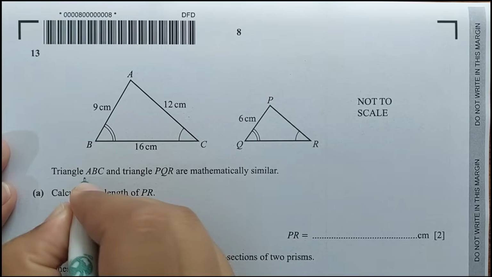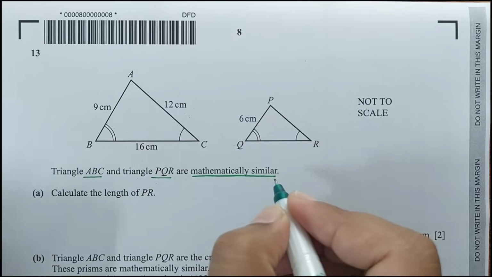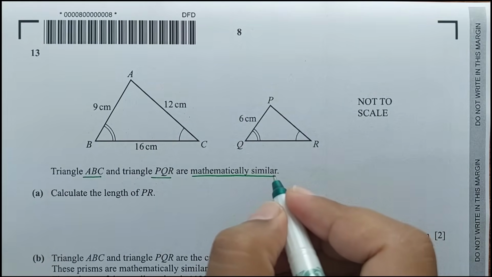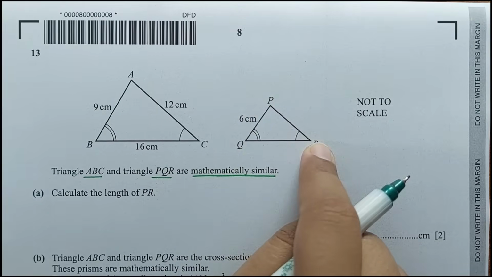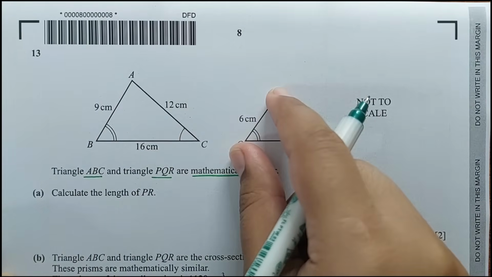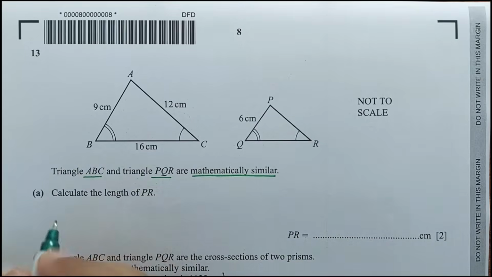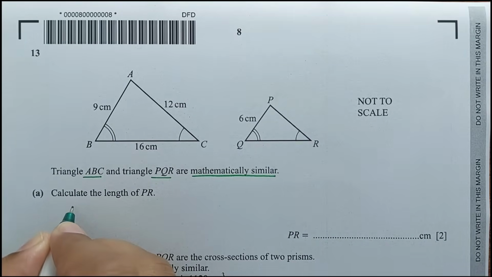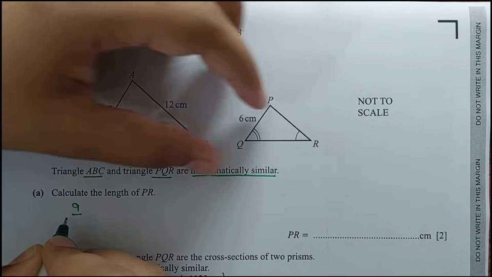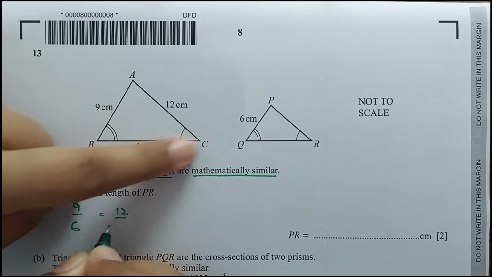Question number 13. Triangle ABC and triangle PQR are mathematically similar. Part A, calculate the length of PR. This is PR. When the triangles are mathematically similar, the ratios of their corresponding sides are equal. So the side AB and PQ, their ratio is equal to the ratio of side AC and PR. Right. So we can say AB is 9 over PQ, which is 6, equals AC, which is 12 over PR.